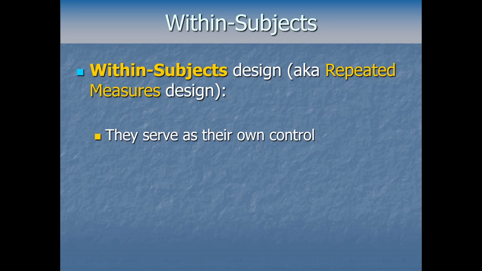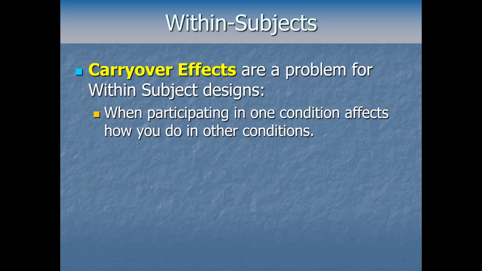Now that said, within subject experiments do have a significant drawback, a trade-off to be aware of, and something that we need to minimize. And that's something called carryover effects. So carryover effects are when participating in one condition affects how you will do the other conditions later. Like your score in the second condition is affected by what you did in condition 1. That would be a carryover effect.